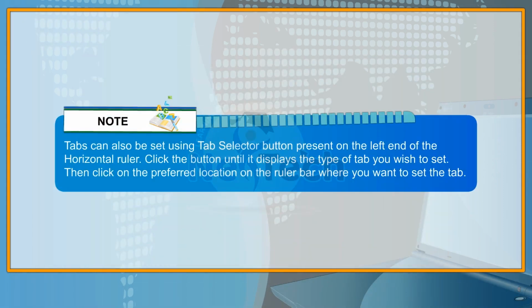Note: tabs can also be set using the Tab Selector button present on the left end of the horizontal ruler. Click the button until it displays the type of tab you wish to set. Then, click on the preferred location on the ruler bar where you want to set the tab.